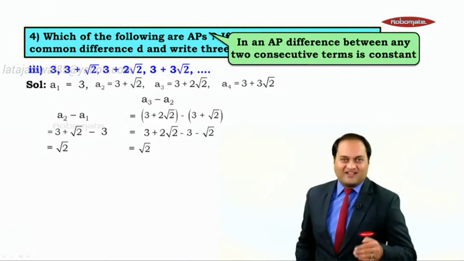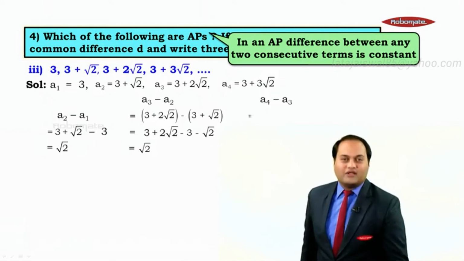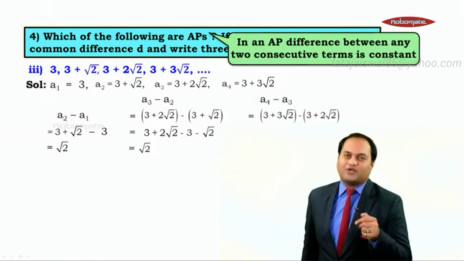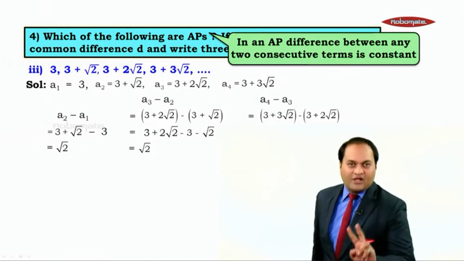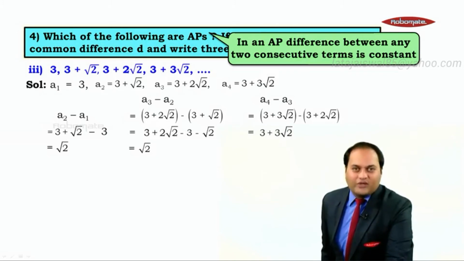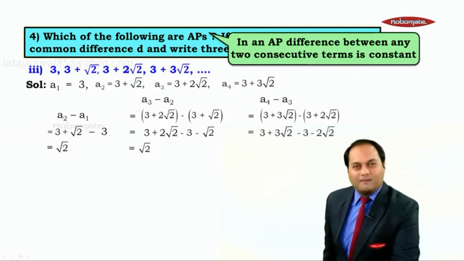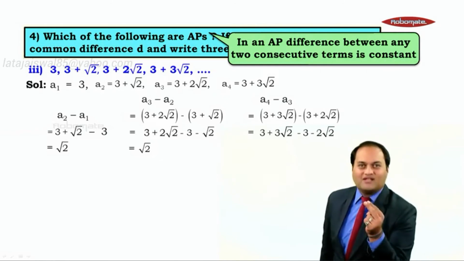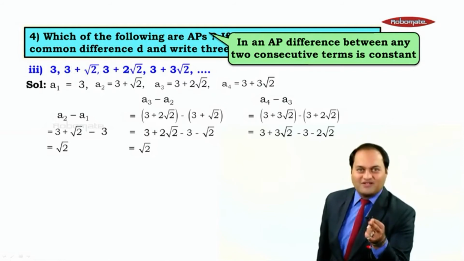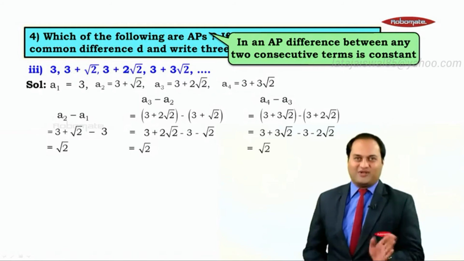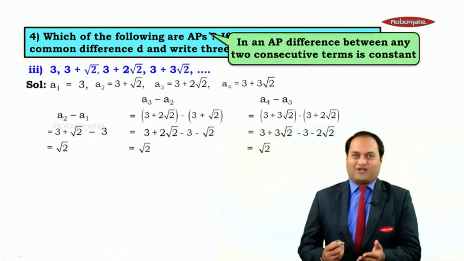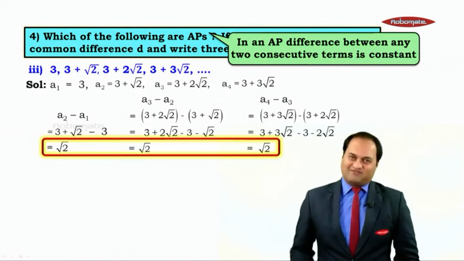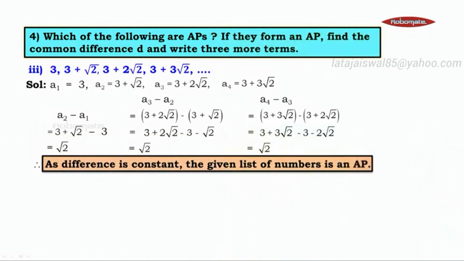Clear? Let's move on. A4 minus A3 is 3 plus 3 root 2 inside a bracket minus 3 plus 2 root 2 inside a bracket. Let's open these brackets. What do we get? 3 plus 3 root 2 minus 3 minus 2 root 2. 3 gets cancelled. 3 root 2 minus 2 root 2. 3 minus 2 is 1. So 3 root 2 minus 2 root 2 is 1 root 2. That is root 2. Clear? Is the difference same? Yes, it is. So it is definitely an AP.